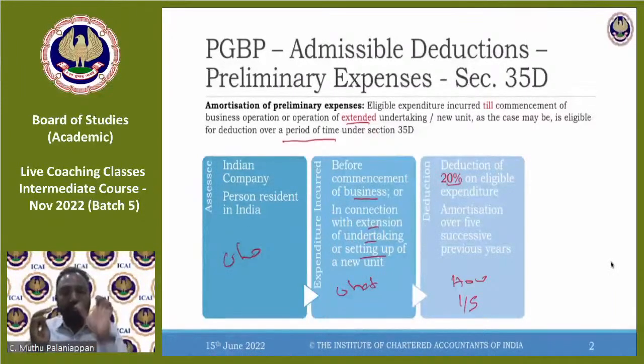When you say 20%, what all should I remember? When I say 1/5, what all should I remember? Before commencement, where did we see this term? We saw this term in scientific research. We saw this term in 35AD, specified business. What happens before commencement? We discussed it in scientific research and in 35AD also.